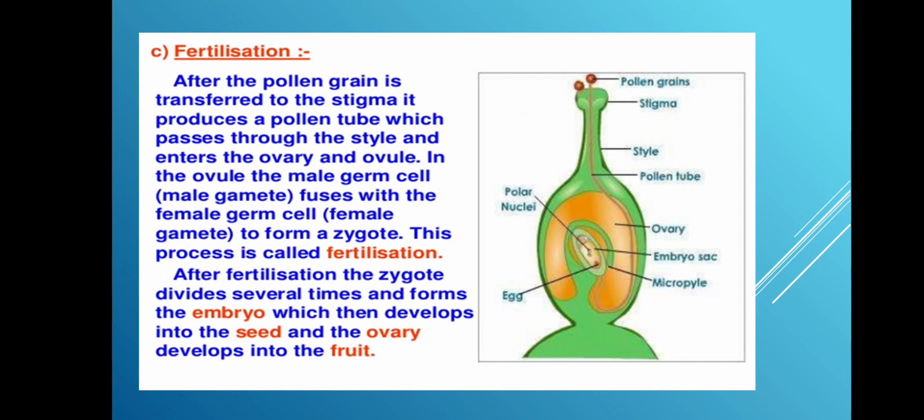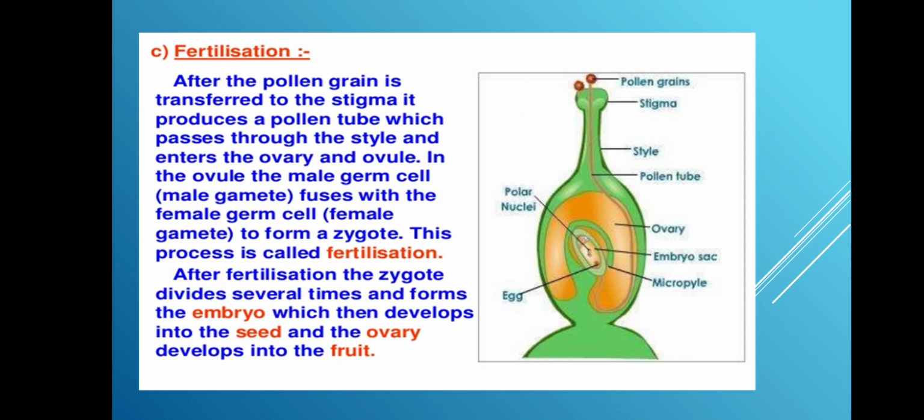So the male germ cell fuses with the female germ cell to form what? Zygote. So this process is called fertilization. These are the very important keywords, like zygote and fertilization, for 1 mark or 2 marks. They'll be asking you in the exam.